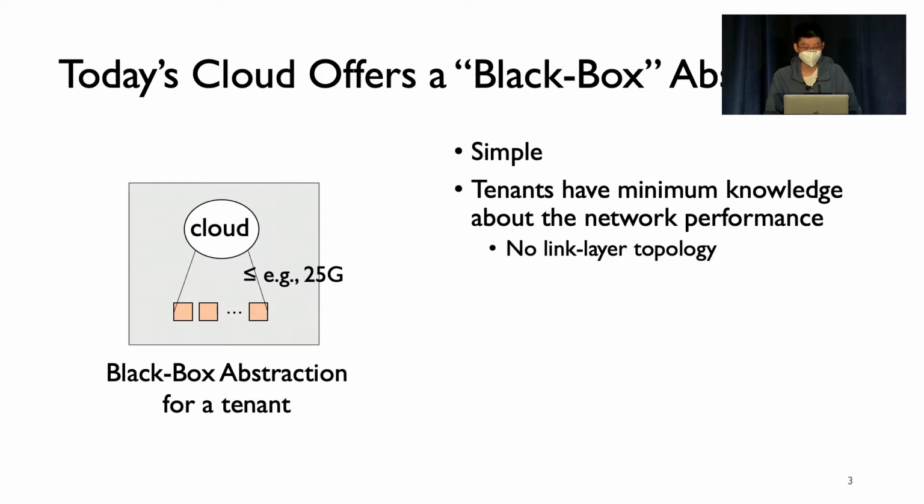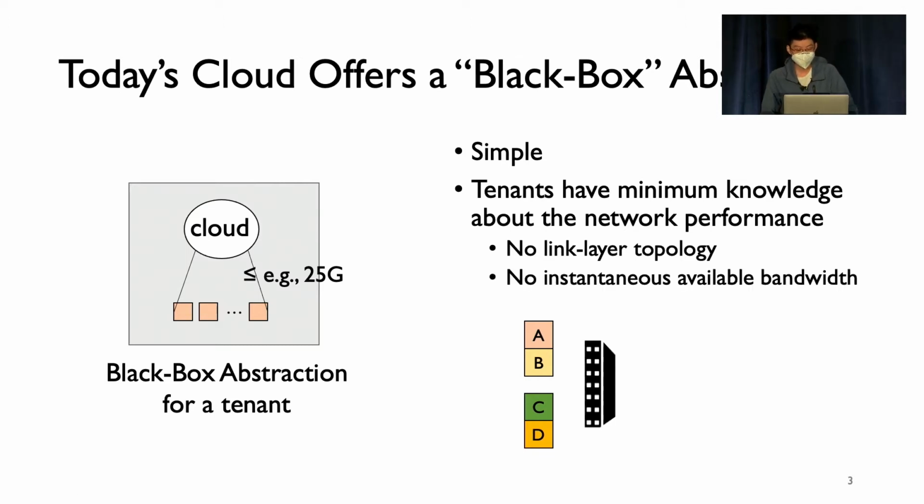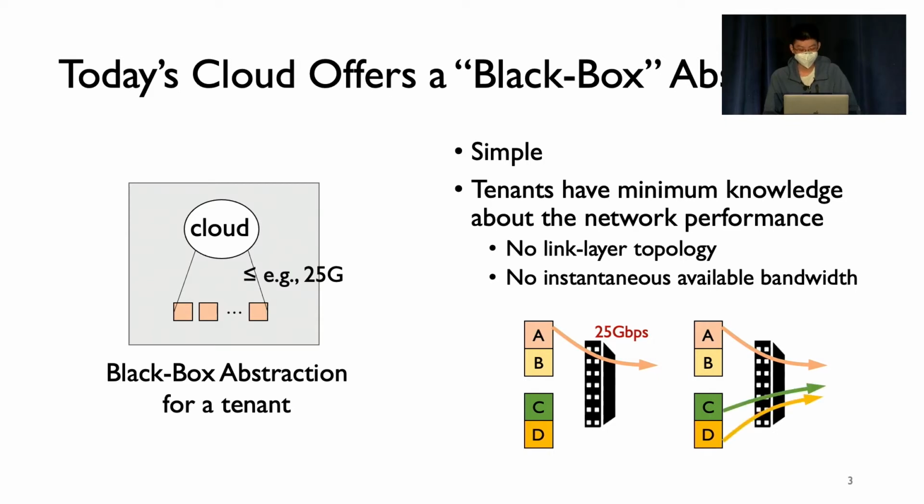That is, a tenant does not know their link layer topology, which reveals which set of instances have better locality. For example, they're in the same rack. Moreover, tenants are also unaware of the instantaneous available bandwidth because they do not know the other tenants who are sharing the same network. For example, in this picture, tenant A alone can get 25 gigabits per second bandwidth. But when it shares with two other flows in the network, it can only get 1/3 of the total bandwidth. This black box model has worked well. However, it is no longer sufficient for today's data-intensive applications.